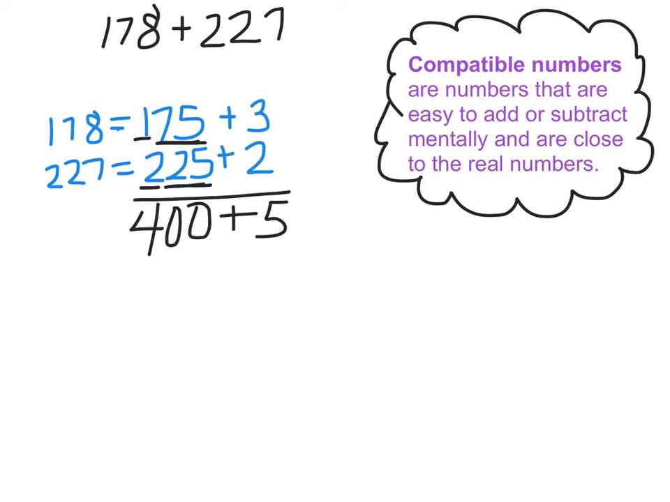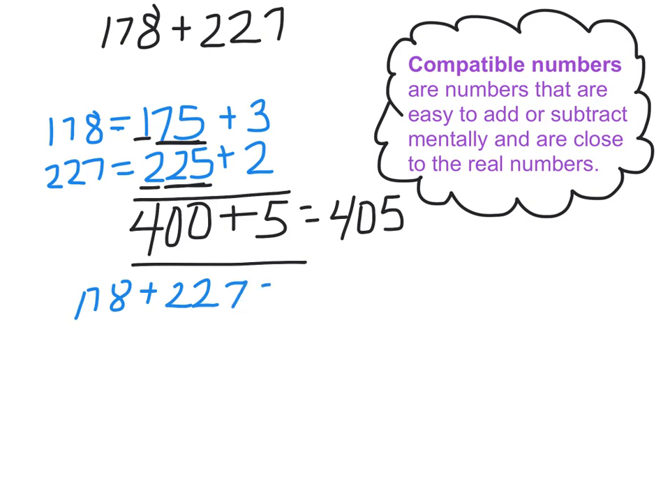Step 3 would be to add the sums. So 400 plus 5 equals 405. So 178 plus 227 equals 405.